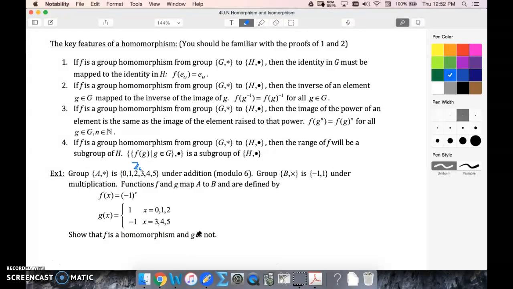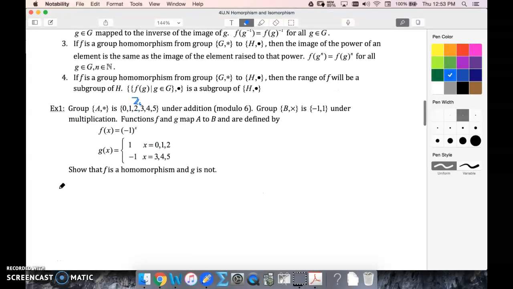Okay, so first I want to point out G is not. Remember, if we're trying to show something is not true, all we need is a single counterexample. Let's look at F first, though. We're wanting to show that it's a homomorphism. So if we're going to show that it's a homomorphism, then we need to show that F of A star B is equal to F of A blob F of B.